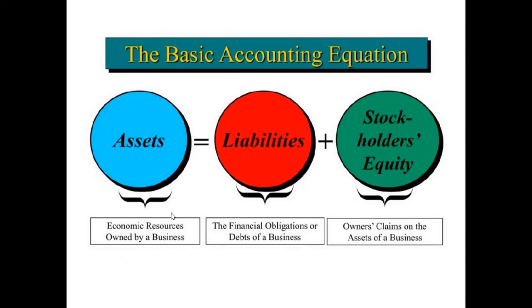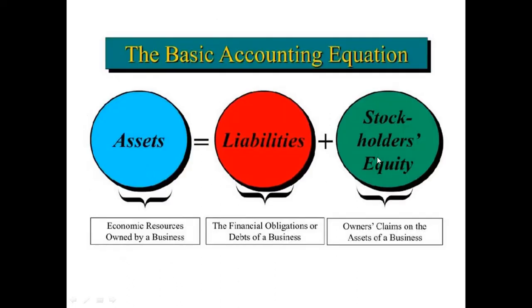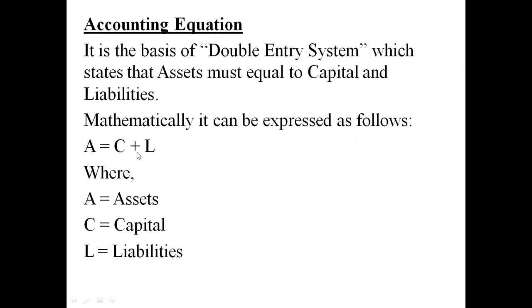Let's have a look at the basic accounting equation. Assets equals liabilities plus stockholders' equity. This is for your company. This stockholders' equity actually refers to the capital only. I must tell you that this is your basic accounting equation. It is not A equals L plus C as mentioned here. This diagram is actually wrong, I mean the placement is wrong. It should be stockholders' equity plus liabilities, because the basic accounting equation is A equals C plus L.